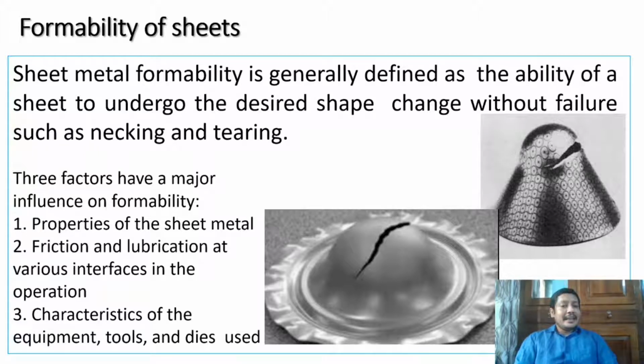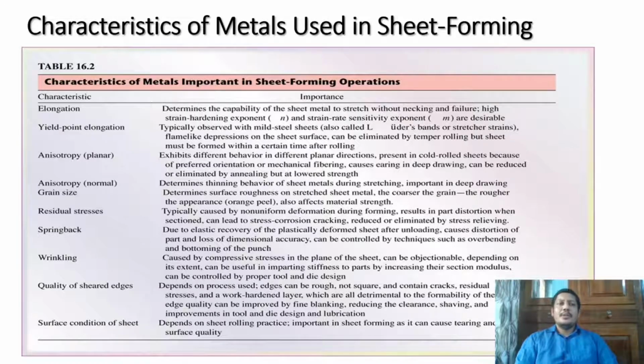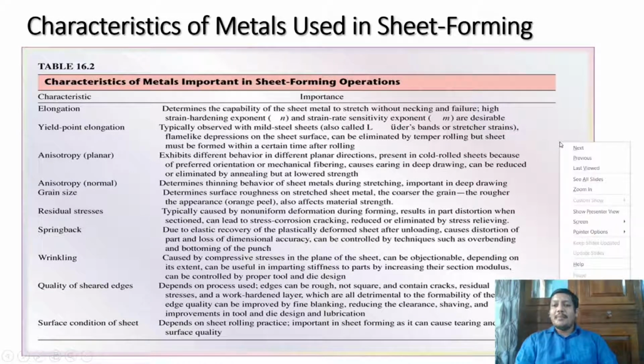The main three factors which influence the formability of sheet are: first, the properties of the sheet metal; second, friction and lubricant at various interfaces in the operation; third, characteristics of the equipment, tools and dies used. We will discuss these in detail in the coming slides. First we will see the properties or characteristics of metals important in sheet metal forming operations.